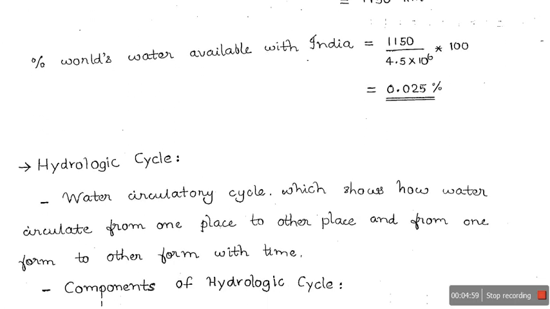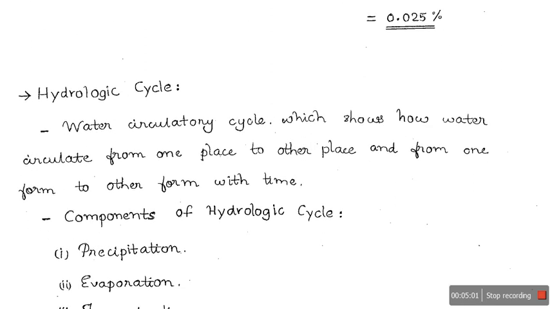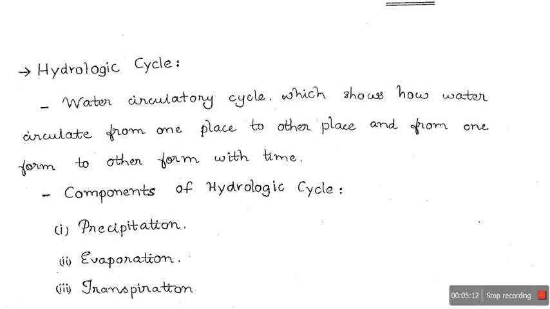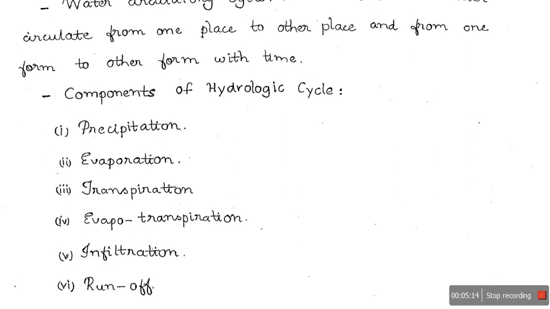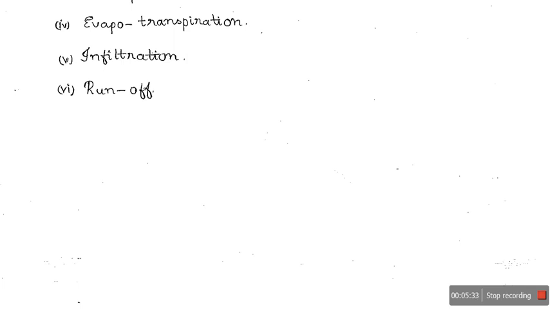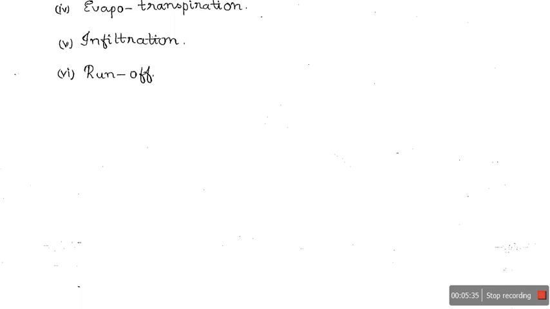So what is meant by the hydrological cycle? It is the water circulatory cycle, which shows how water circulates from one place to another and from one form to another with time. So what are the different components of the hydrological cycle? Hydrology is nothing but the study of the components of the hydrological cycle. The components are precipitation, evaporation, transpiration, evapotranspiration, infiltration, and the last one is runoff. If we study these components individually, that covers the whole of hydrology.